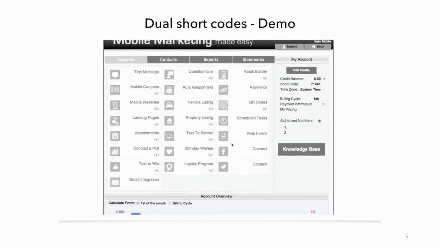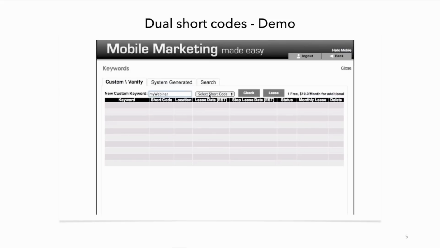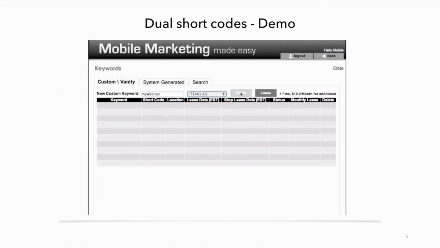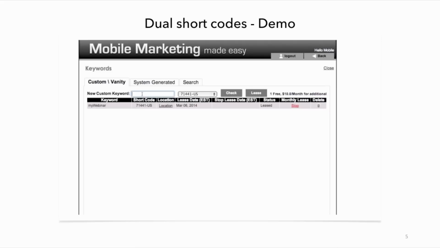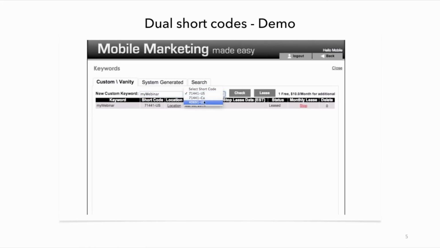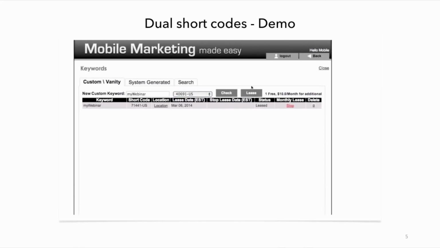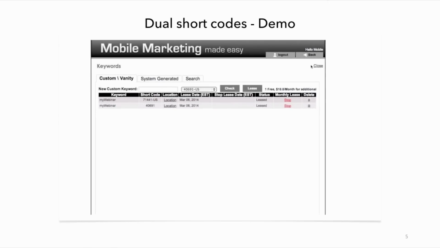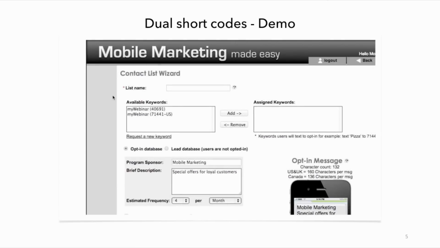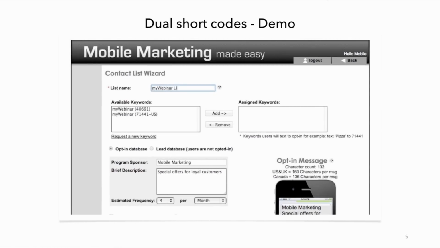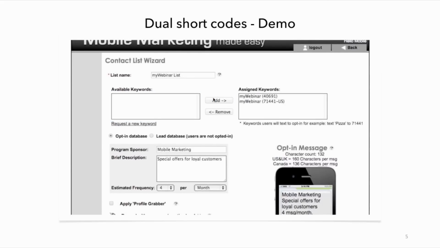First and foremost, we're going to go to the keyword section and type in the keyword that we want to list. We're going to check to see if it's available on the first shortcode. And if it is available, then we'll go ahead and list it. We'll repeat the process for the other shortcode using the same keyword, check it, and list it if it's available. Now that we have these 2 keywords, let's assign them to a contact list. This account doesn't have a contact list, so we'll create one real quick. We just call it my webinar list. And with the 2 keywords, we can add the first one and add the second one.